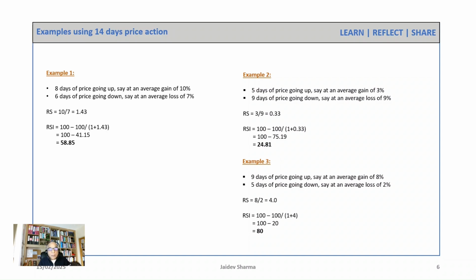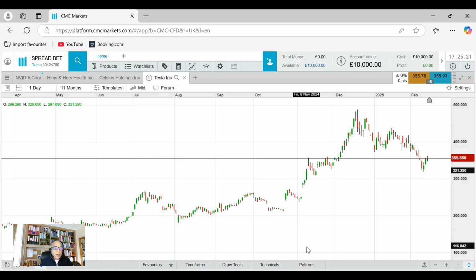which tells you that the price action has been weak in this period. A third example is the other way around, which has got 9 days of price going up at an average of 8% and 5 days of price going down at an average loss of 2%. That gives you a number of 80, which is very high, which means the price action is very strong. Okay, as I said, the RSI always oscillates between 0 and 100, 0 meaning extreme weakness and 100 meaning extreme strength. Let us now look at some charts and see how RSI is utilized in our day-to-day trading decisions.